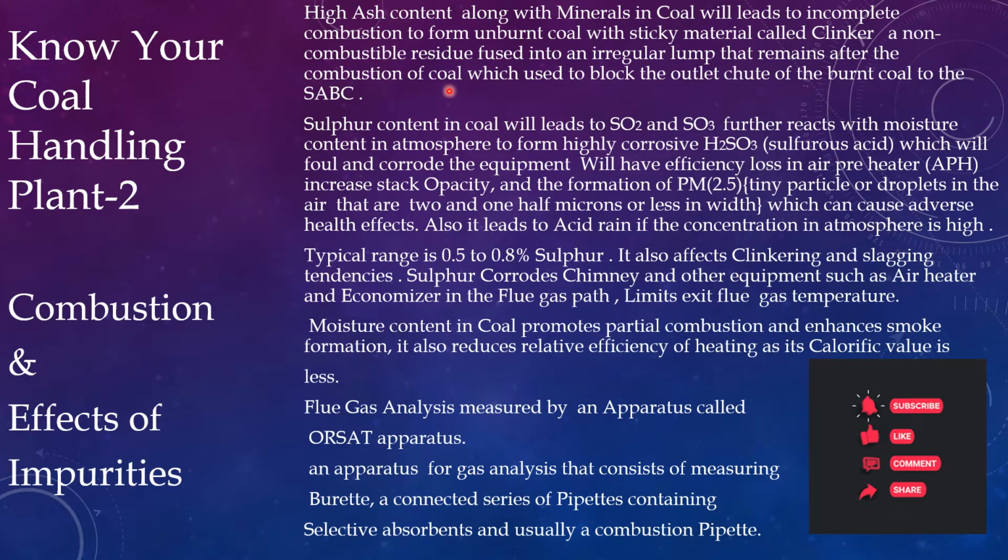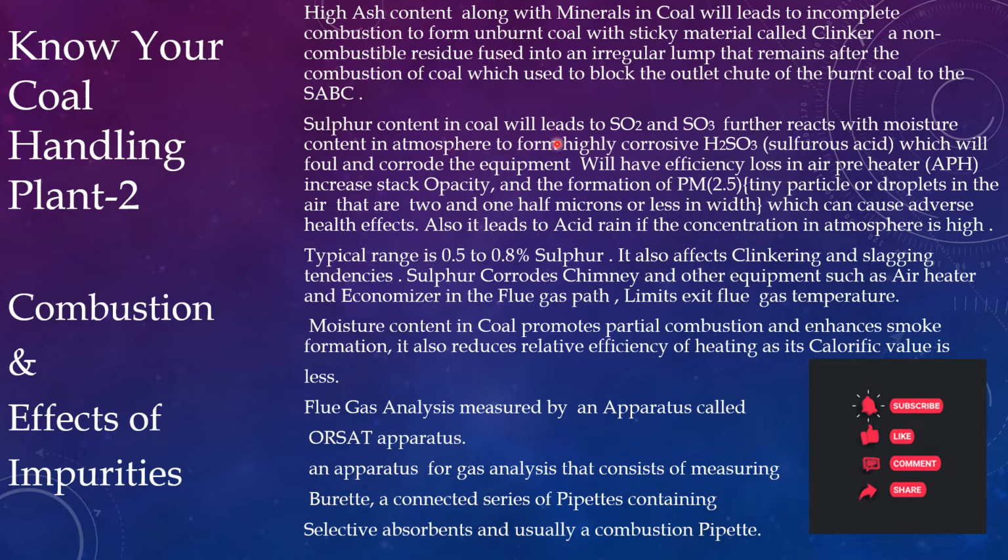When the coal-fired boiler feeds crushed coal over the travelling grate inside the furnace, it will burn into ash. The combustion is complete. If the coal has ash content and some minerals, then it will form clinker. That is incomplete combustion. That will block the chute going to the submerged ash belt conveyor.